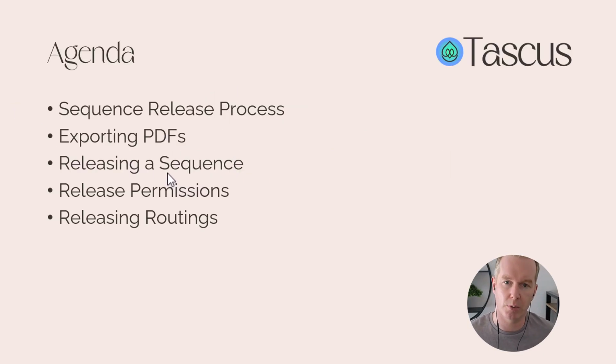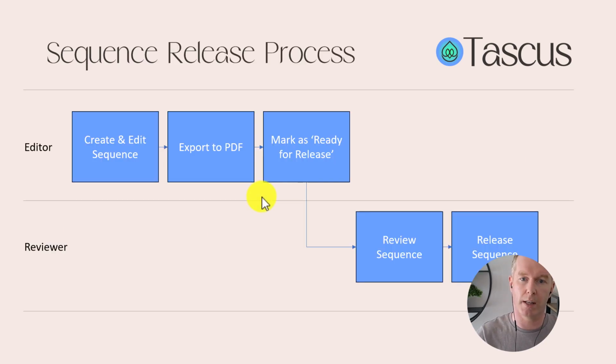So what we're going to go through in this video is the process that we have in Tascus for how to do that. If you need to export some PDFs so that people can review the sequence, I'll show you how to do that. I'll show you how to actually release a sequence, as in actually changing the flags that make it released. I'll show you what user permissions are needed to do that, and then finally, as well as sequences, we can release routings, so I'm going to go through that as well.